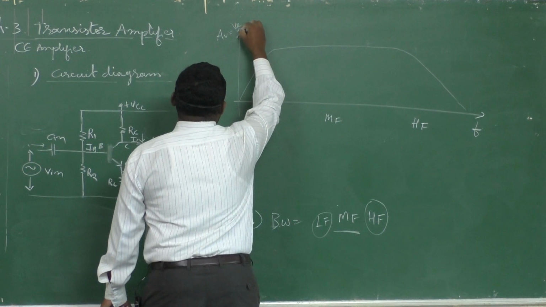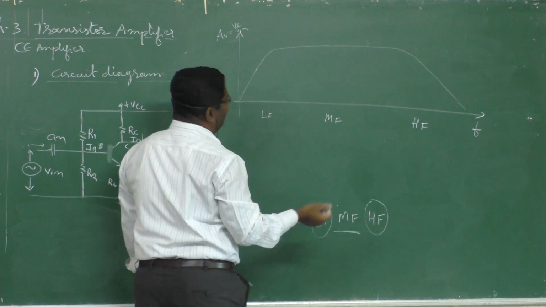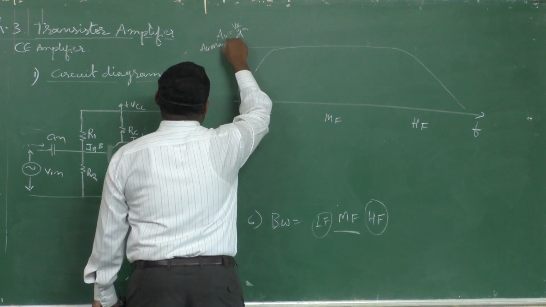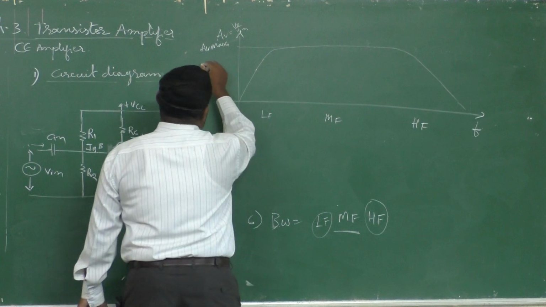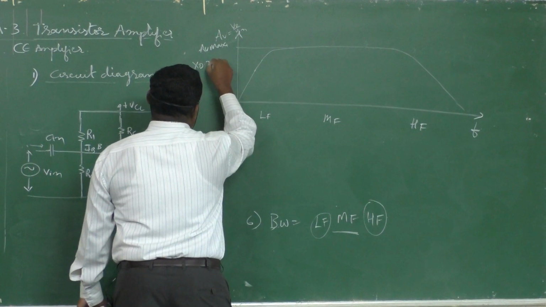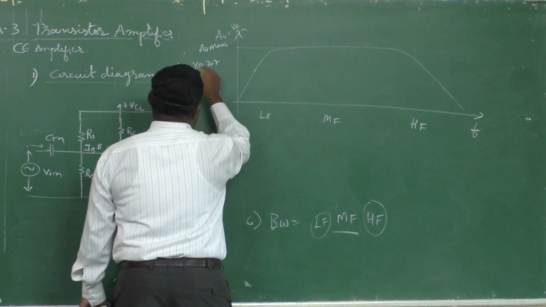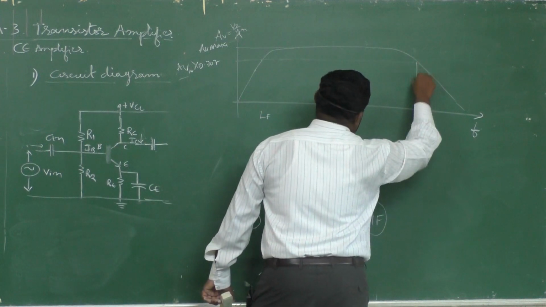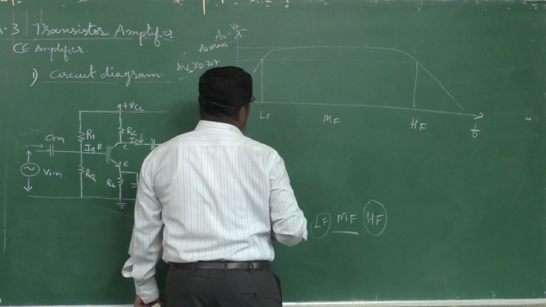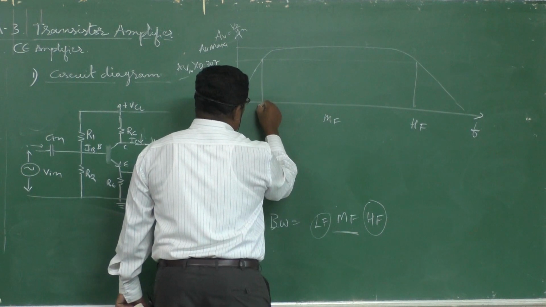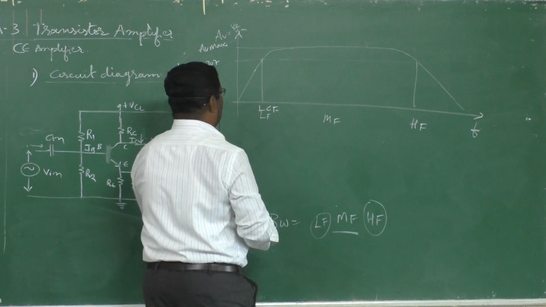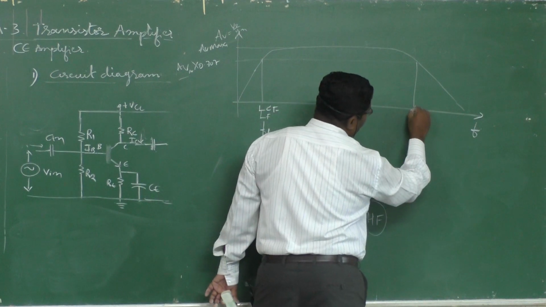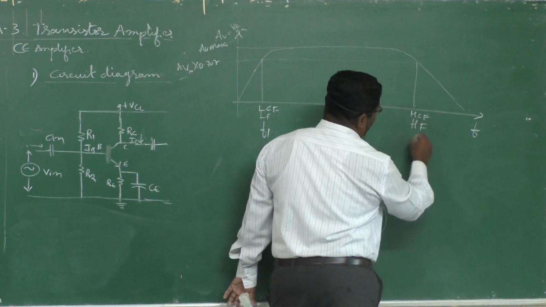So V out divided by V in, that is VCE divided by VBE, and this is AV max, the maximum voltage. And this AV maximum we multiply by 0.707, AV max multiplied by 0.707, and here we get two intersections. This is the lower cutoff frequency, also called F1, and here we get the higher cutoff frequency, HCF, that is F2.